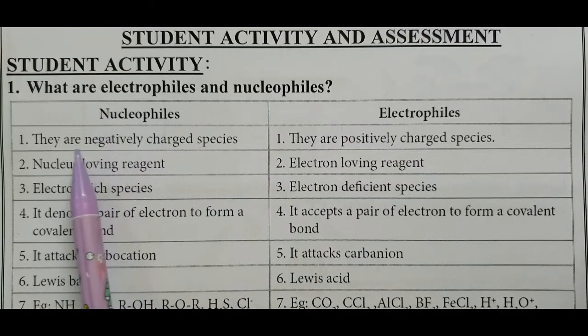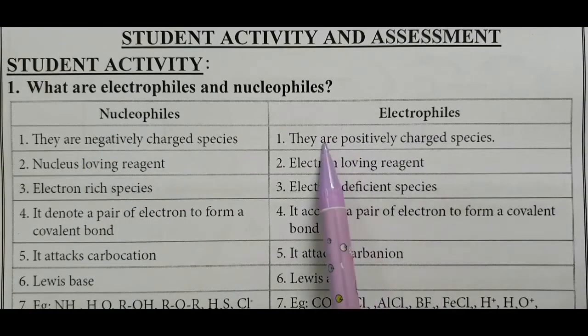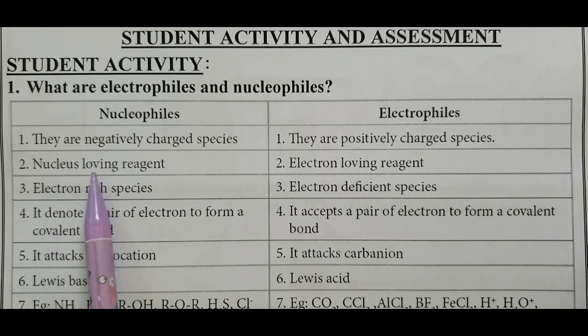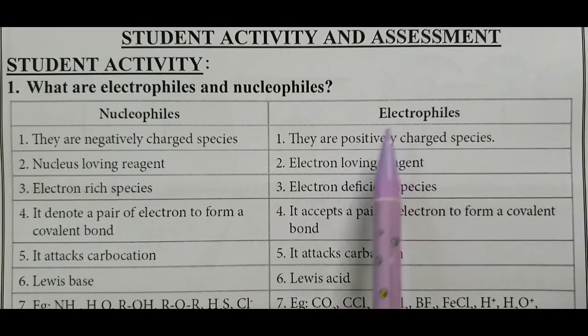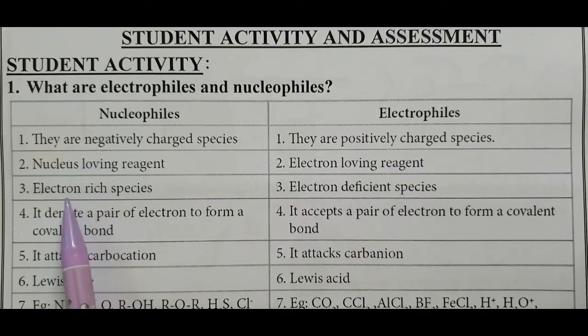Nucleophiles are negatively charged species. Electrophiles are positively charged species. Nucleophiles are nucleus-loving reagents. Electrophiles are electron-loving reagents. Nucleophiles are electron rich species, and electrophiles are electron deficient species.